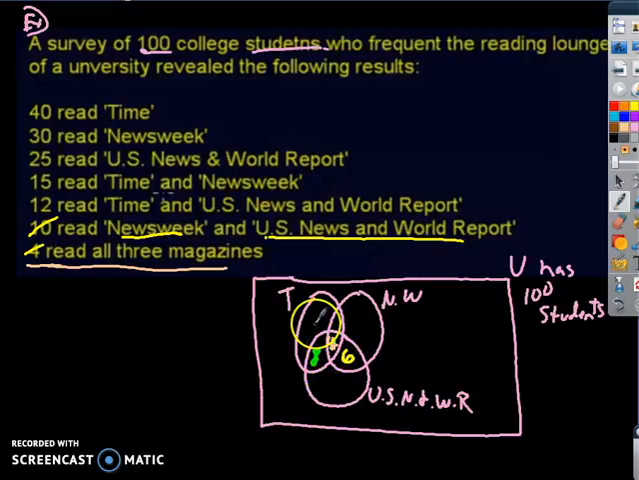It represents people who read Time, U.S. News and World Reports, and all. Well, anyway, that would be 8 people left for just both of those. So that's left. The next thing up is 15.